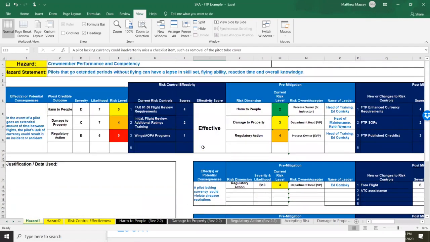So you can have a lot of hazards, or a lot of different potential consequences based off of that same hazard. And you can have a lot of different hazards from crew member performance and competency.